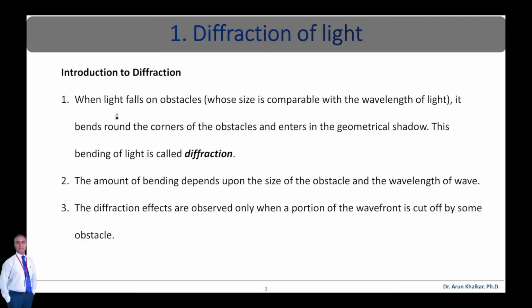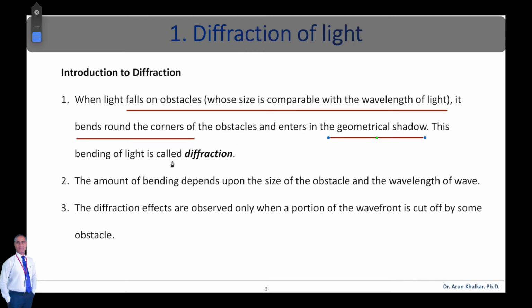Diffraction is the bending of light due to the presence of an obstacle in the path of light. A diffraction pattern results from the interference of waves diffracted by an obstacle coming from the same source of light. It means when light falls on obstacles whose size is comparable with the wavelength of light, it bends around the corners of the obstacles and enters the geometrical shadow. This bending of light is called diffraction.